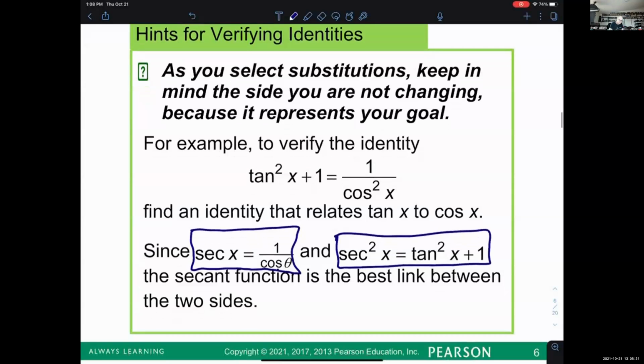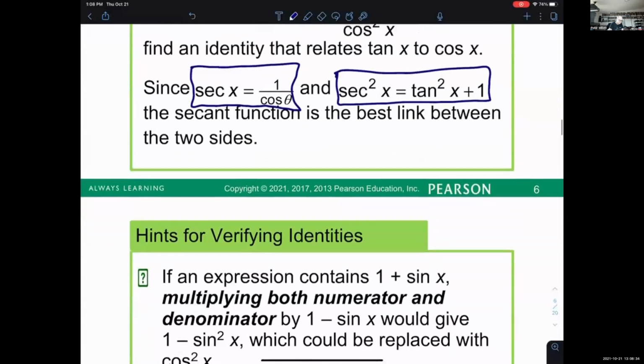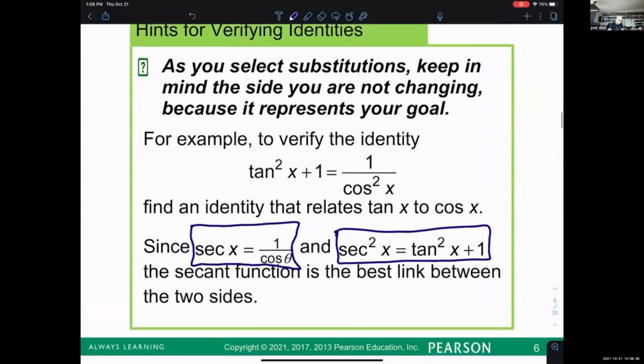Not sure how that has to do with their hint. And then they don't even do it. That's kind of weird.